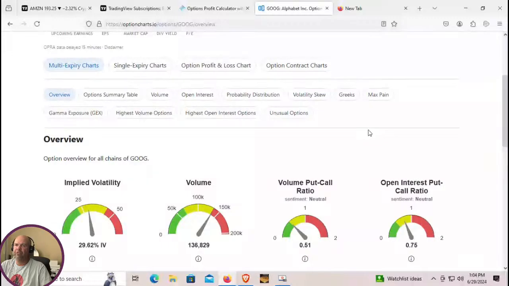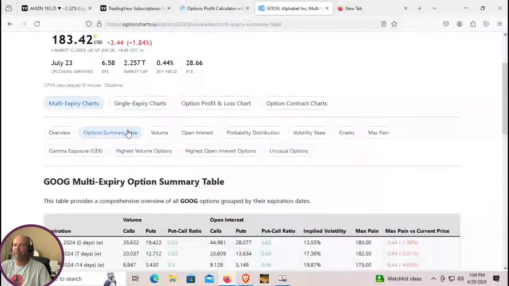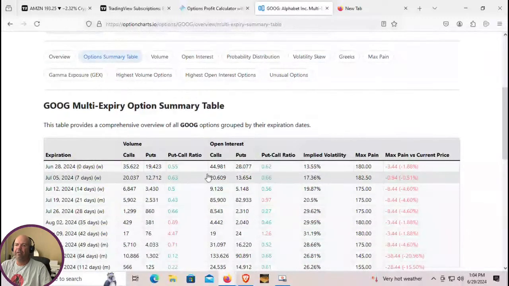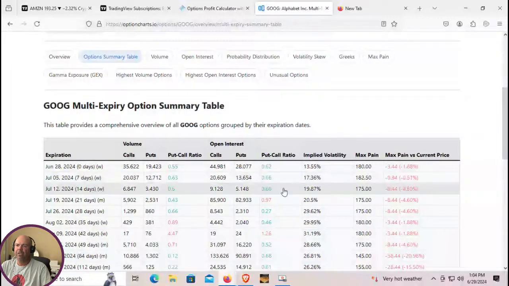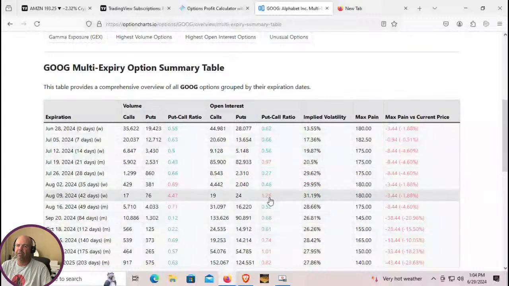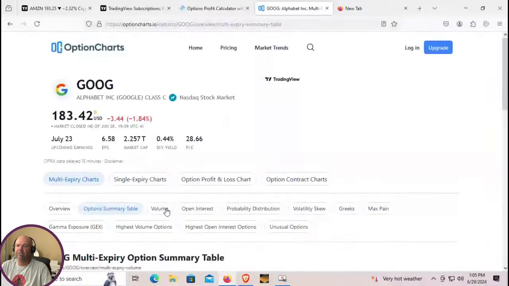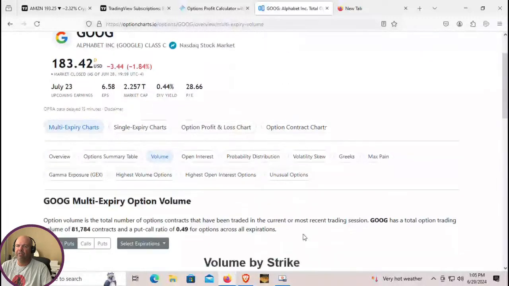So this is the first thing. But you also have the options summary table. They show the put call ratio. I think if it's in the green, it's bullish. If it's in the red, it's bearish. That's when the number goes higher than 0.7 or 1.0, it relates to the bearish side. So you got the volume over here.